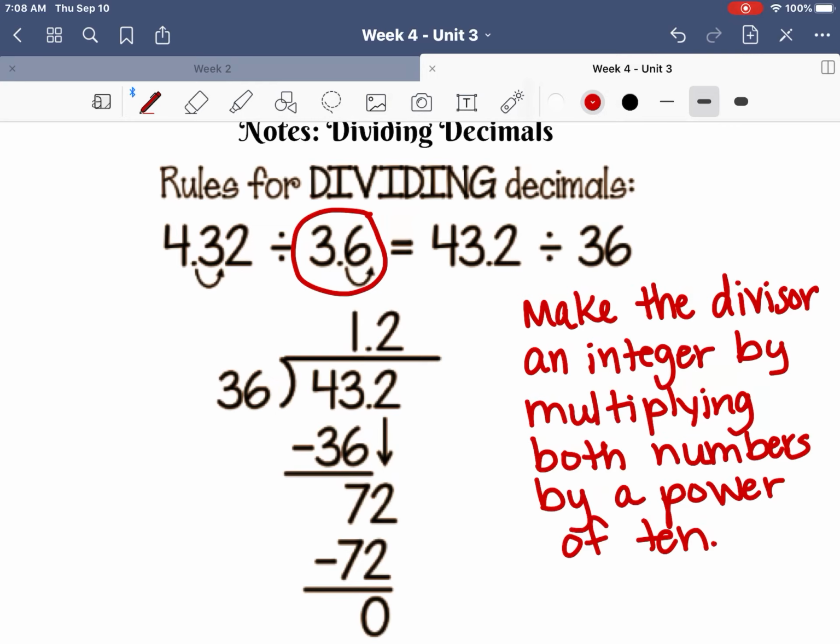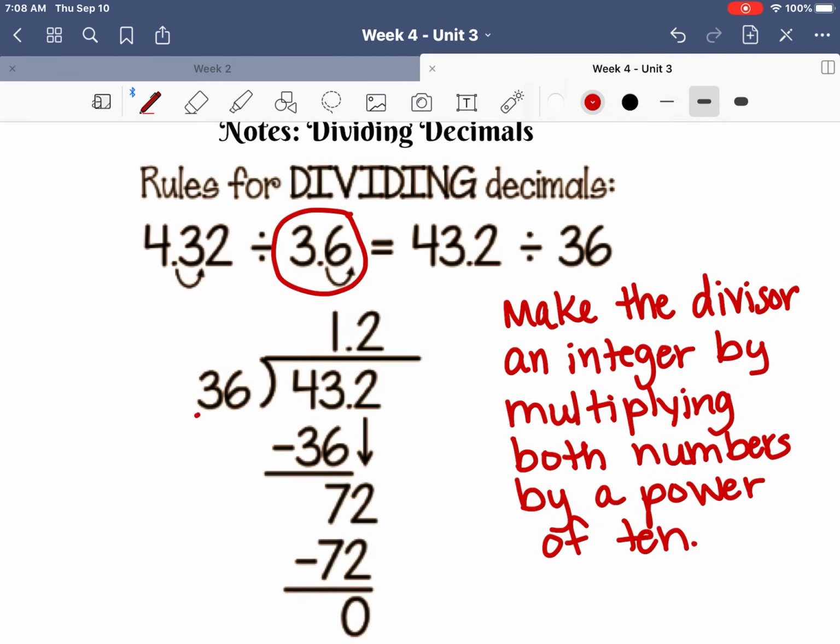Power of 10 is simply moving the decimal place over and out of the way. Guess what? When you move the decimal over in both of the numbers, your answer will still be the same. We'll talk about that for just a minute. One thing you have to know is you cannot have a decimal in your divisor. You can have a decimal on the inside, but not in the divisor.